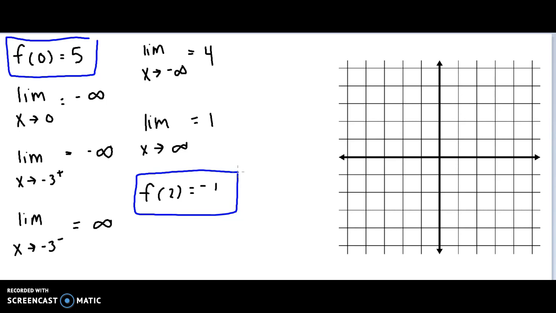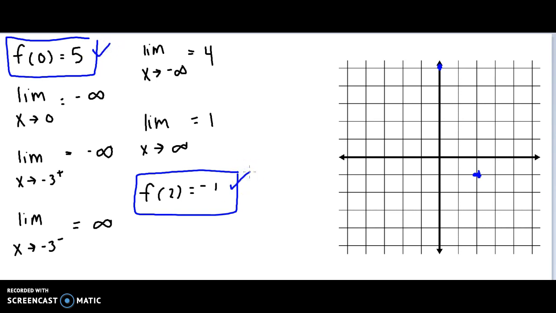At f of 0, my value is 5. So 0, 5, I have a dot. And 2, negative 1, I have another dot. So I did those, so I'm all set.